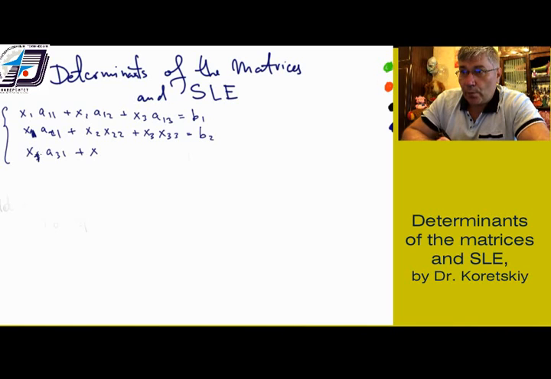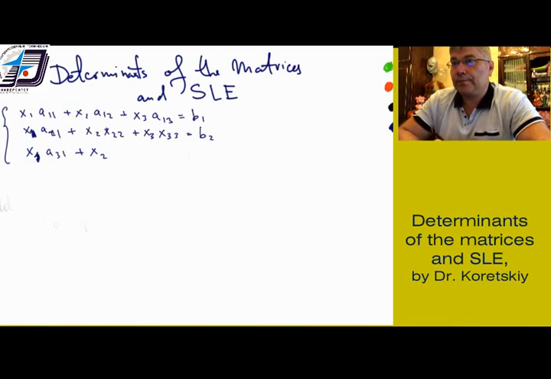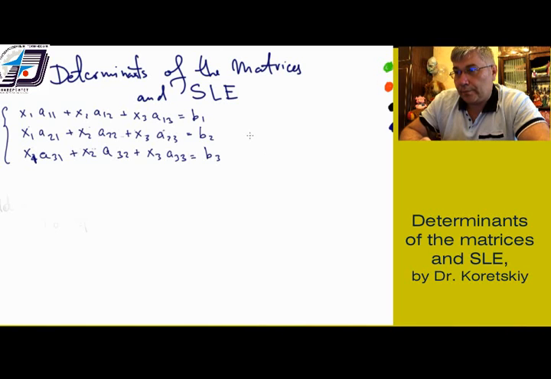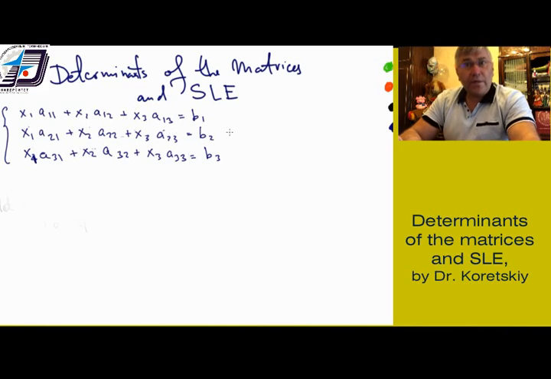And the last one, we have 3 equations, 3 unknown variables. I'm sorry, I have to write down one more time because I made a mistake here. x1 a21 plus x2 a22 plus x3 a23, and x1 a31 plus x2 a32 plus x3 a33 equals b3. We have the same situation.